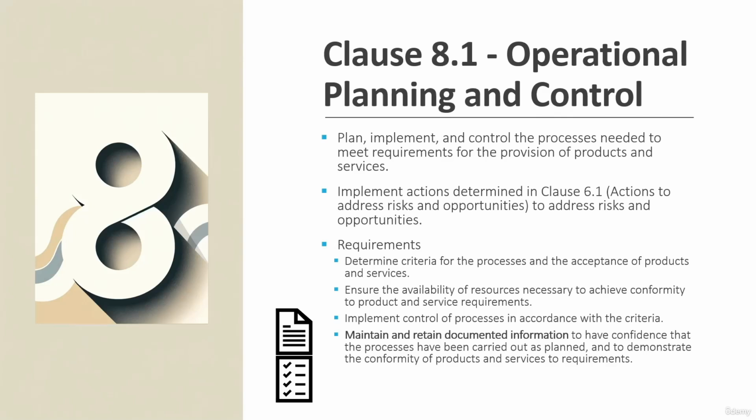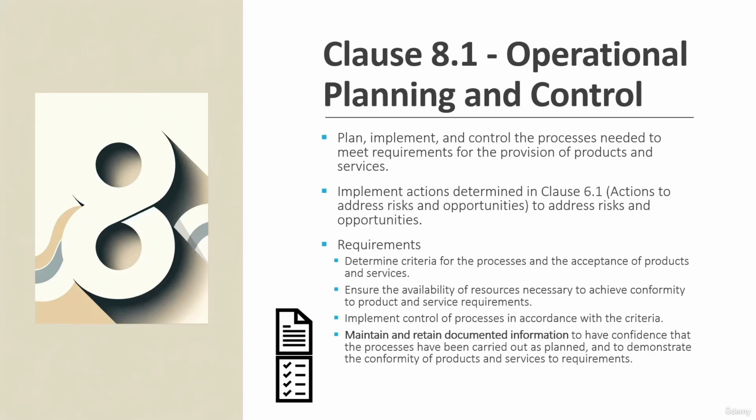Now, clause 8.1 is operational planning and control. And if you remember earlier when we looked at clause number 6, that was planning. That planning in clause number 6 was related to the planning for the quality management system. This planning, which is the clause number 8.1, is related to the operational planning and control. Planning related to the type of work this company is doing. That's what is covered in this.